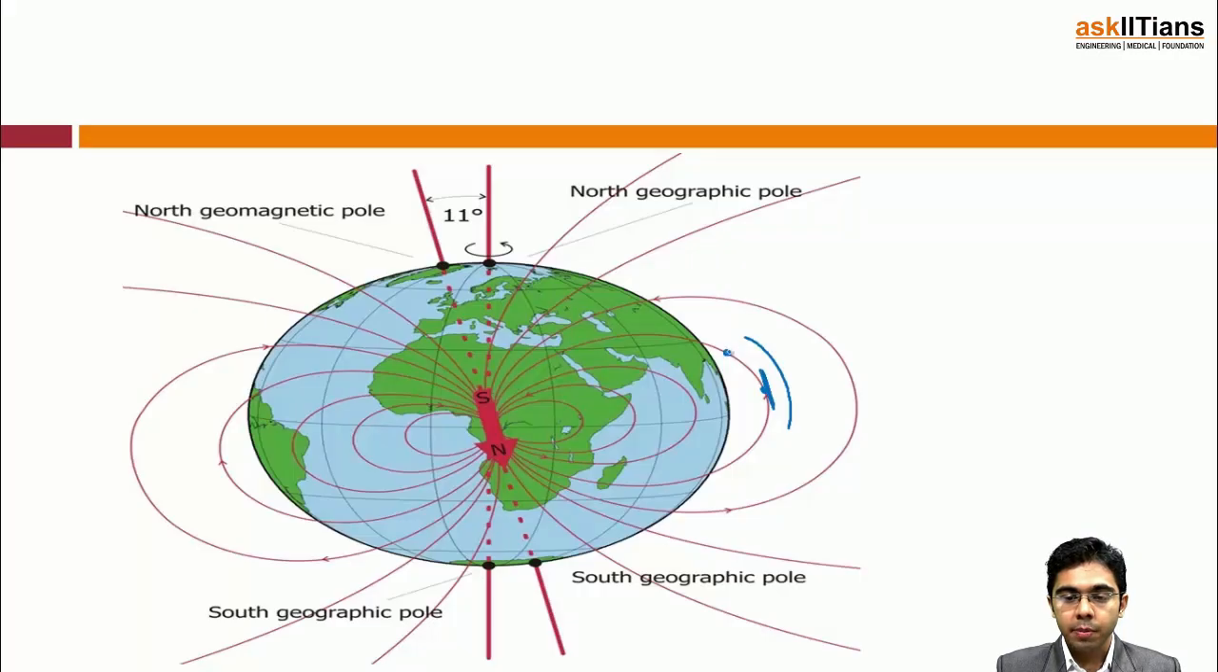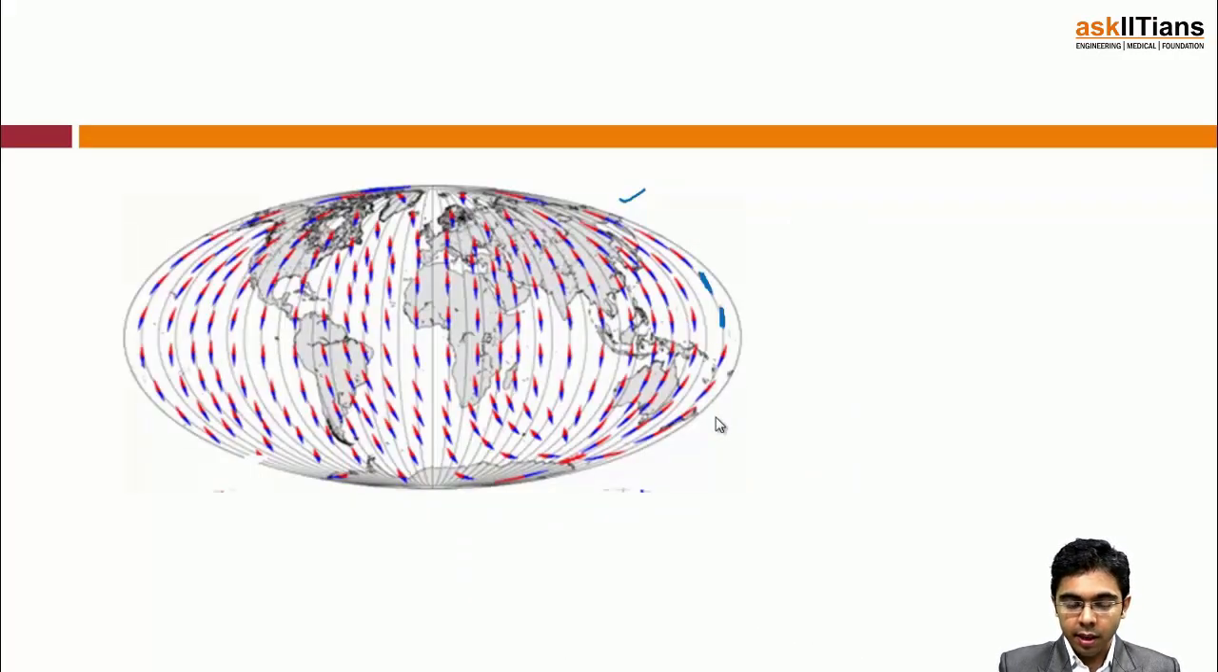If we talk about this place, the magnetic needle will align something like this, and if we talk about this line, the magnetic needle will align something like this. So this is exactly what the diagram is showing: how the magnetic needle orients when we take it to different places. We can check it out.